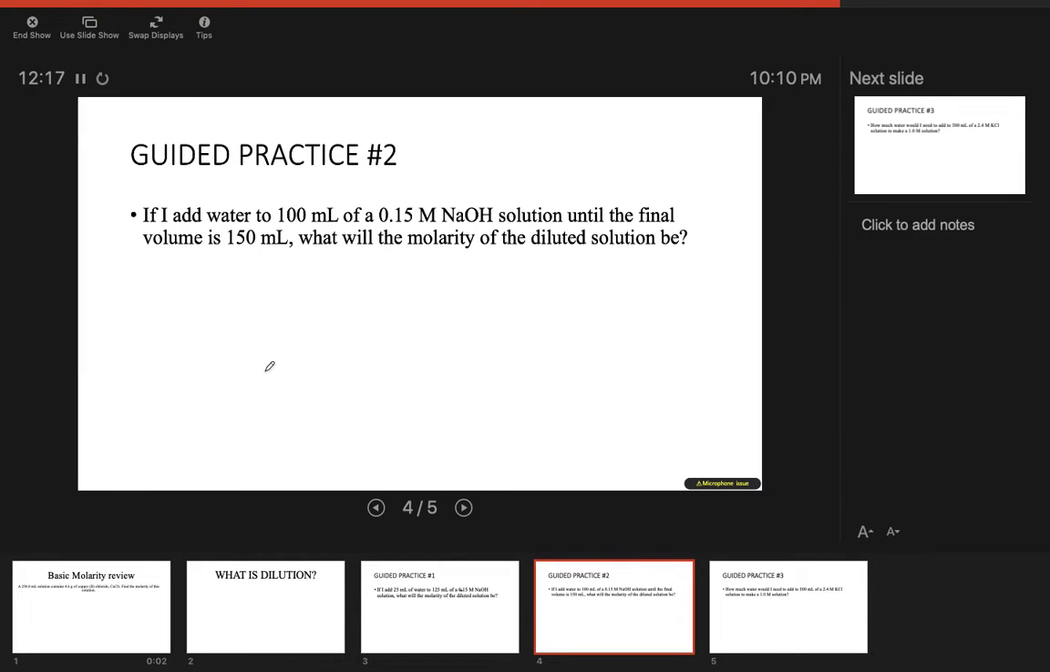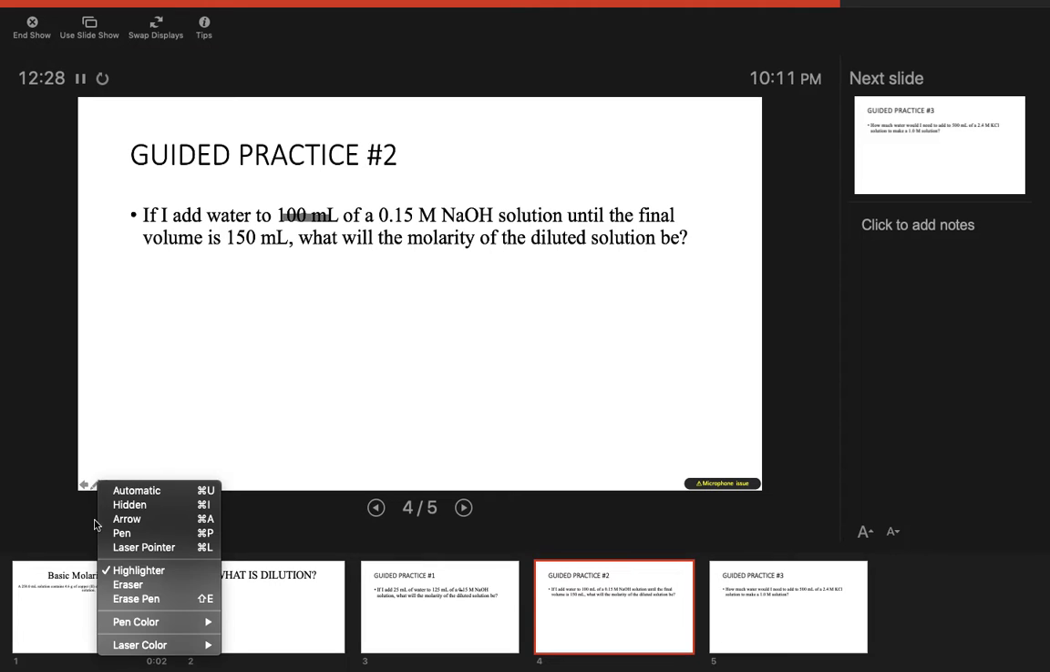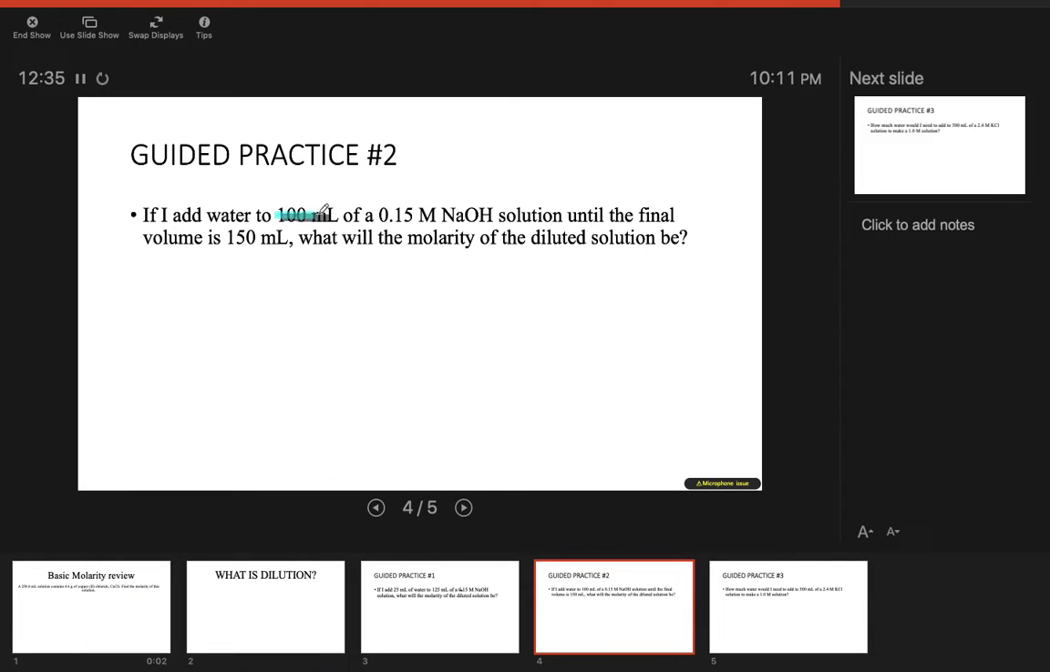Practice number 2 says, if I add water to 100 milliliters of a 0.15 molar NaOH solution until the final volume is 150 milliliters, what is the molarity of the diluted solution B?